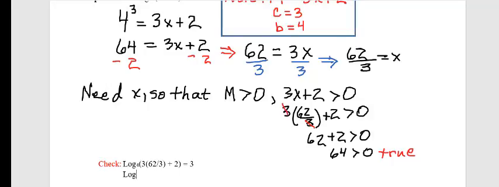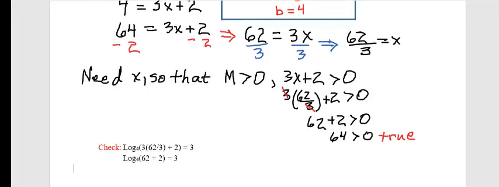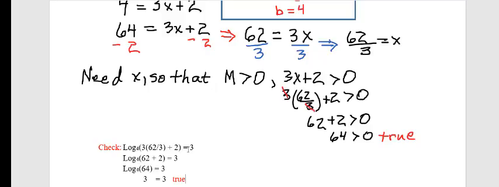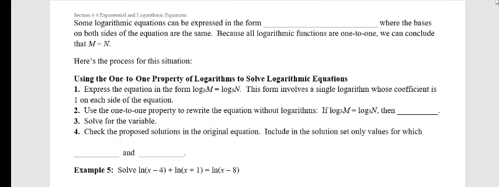So the base 4 log of 62 plus 2 needs to equal 3. The base 4 log of 64 needs to equal 3, and it does. The base 4 log of 64 is the exponent you apply to 4 to get 64, and that exponent is 3. So 3 equal to 3 is a true statement, so my solution set is 62 over 3.